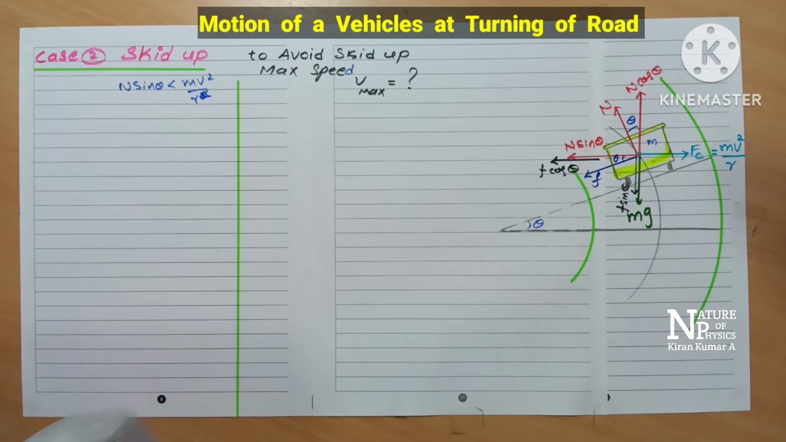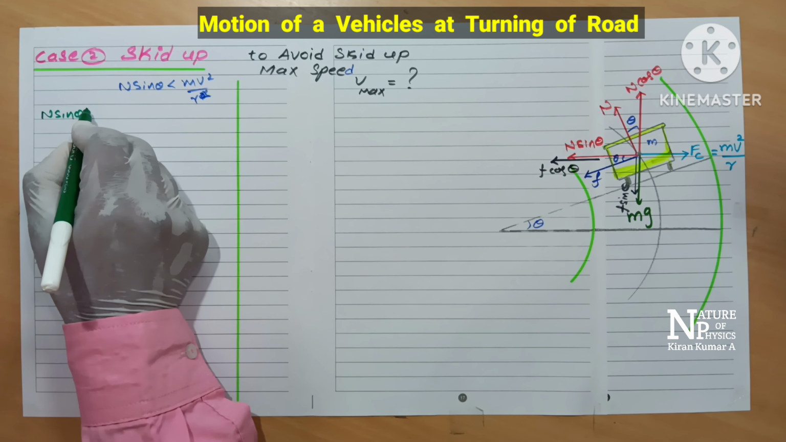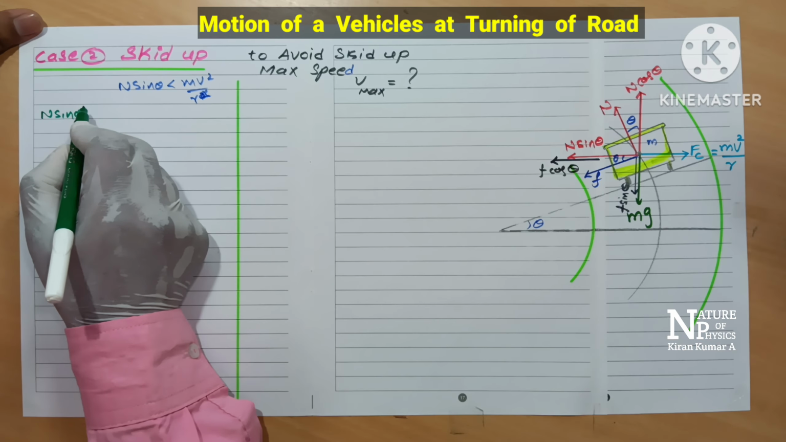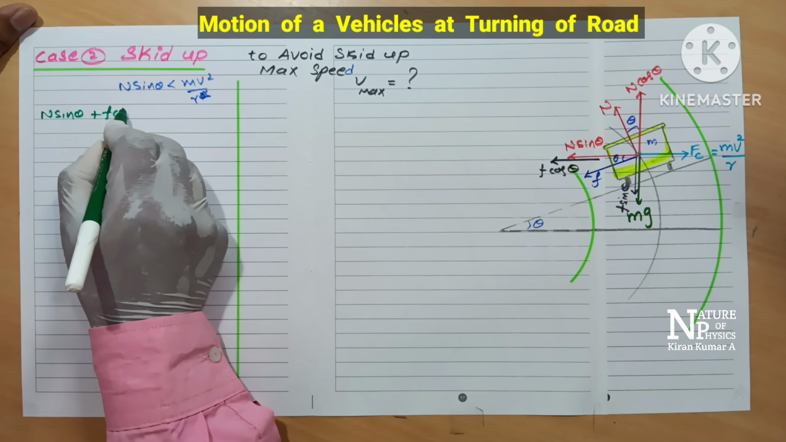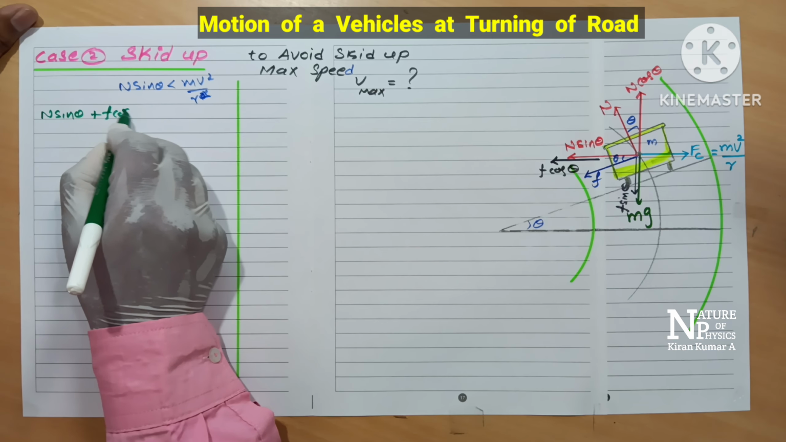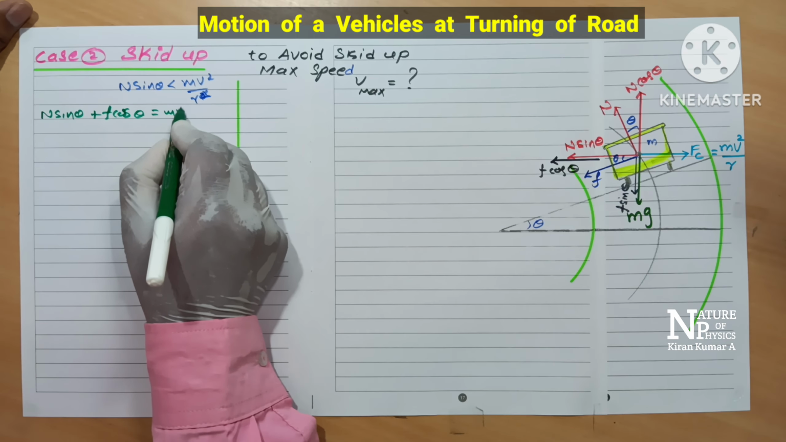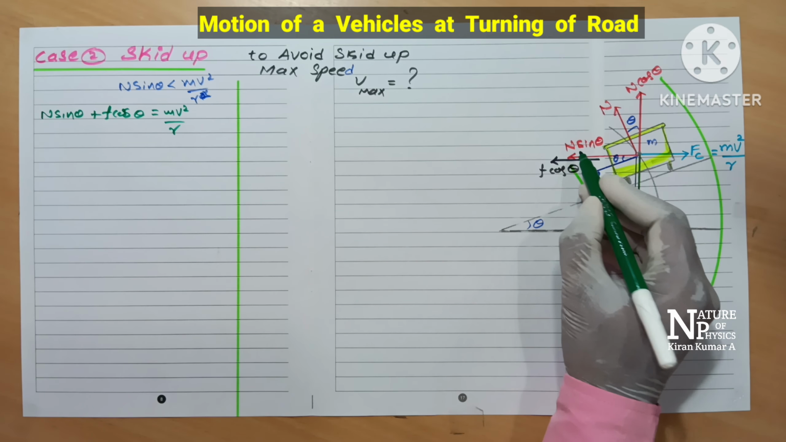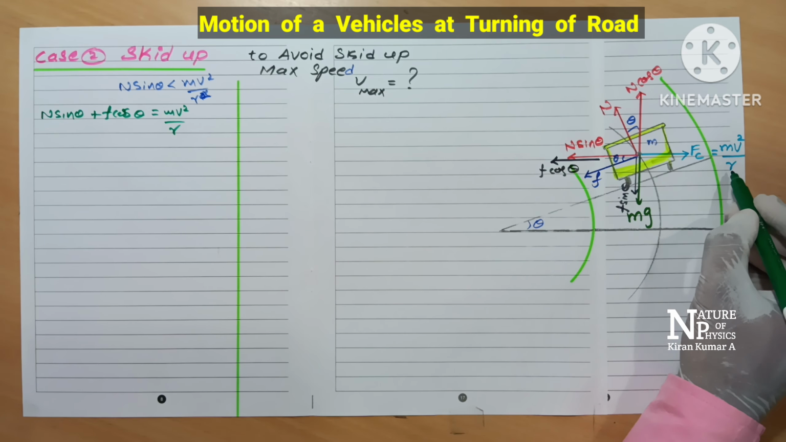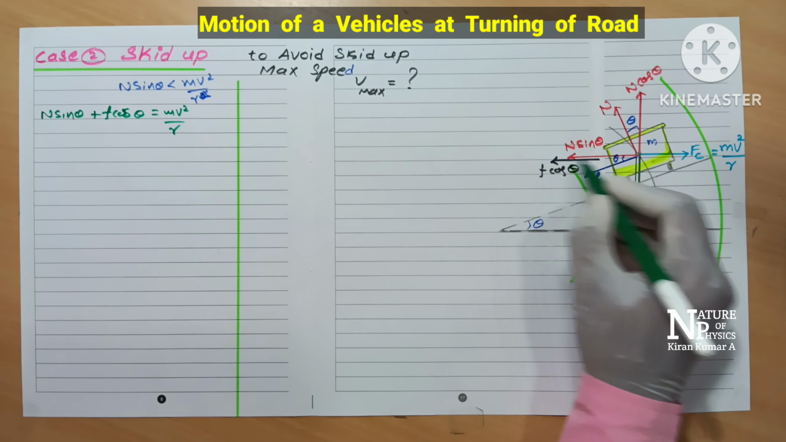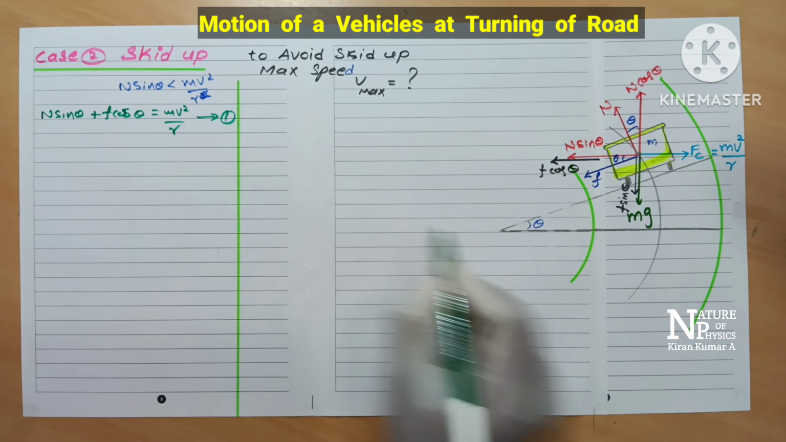See there, N sin theta plus f cos theta, which is equal to mv square divided by r. See there, N sin theta and f cos theta is equal to mv square by r. See there, students, the horizontal direction balancing equation is completed. This I can write as equation number 1.